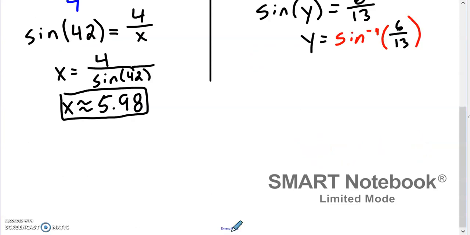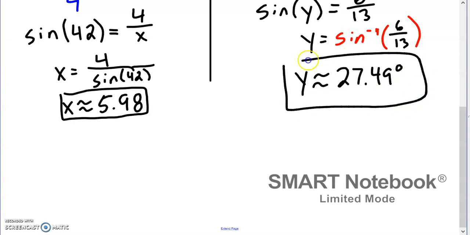So now we simply plug it into our calculator. We hit second sine. That way we're seeing sine inverse, or sine to the -1, of 6 divided by 13. And we get about 27.49. So we get y is about 27.49 degrees. Sweet, nice. Let's keep it going.